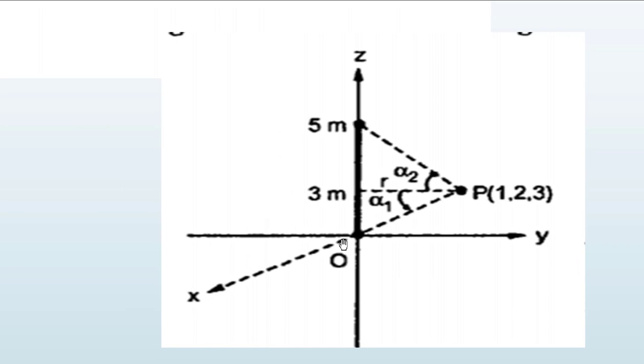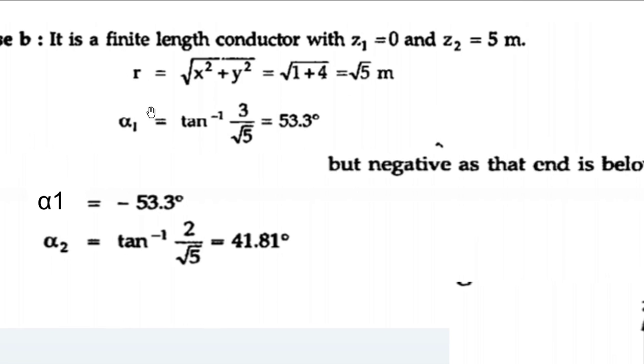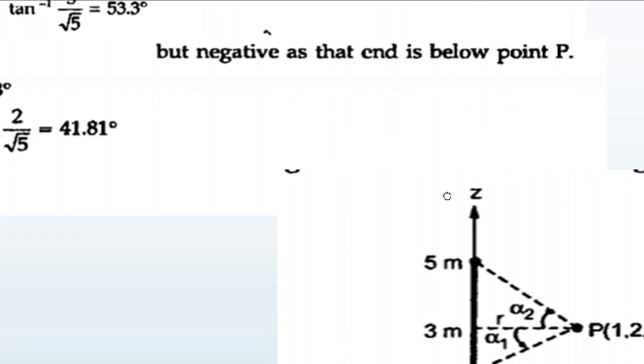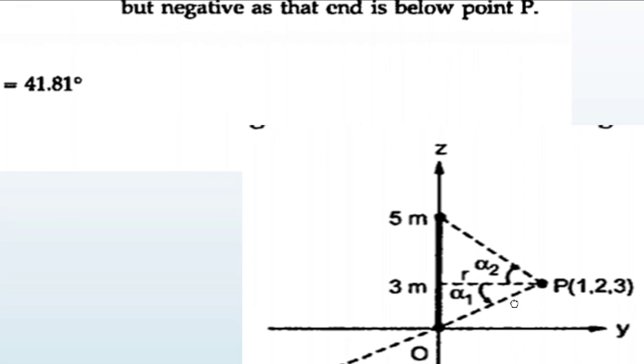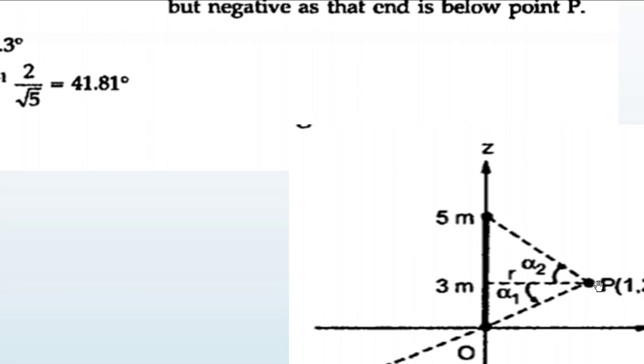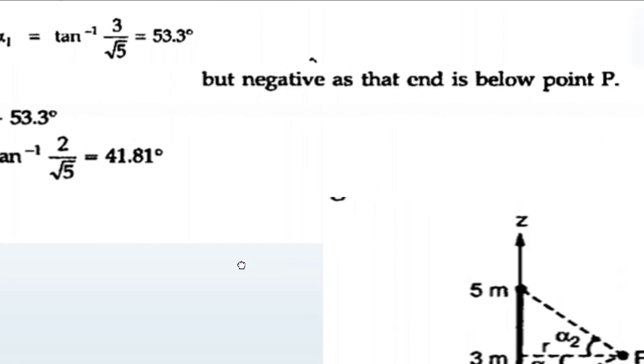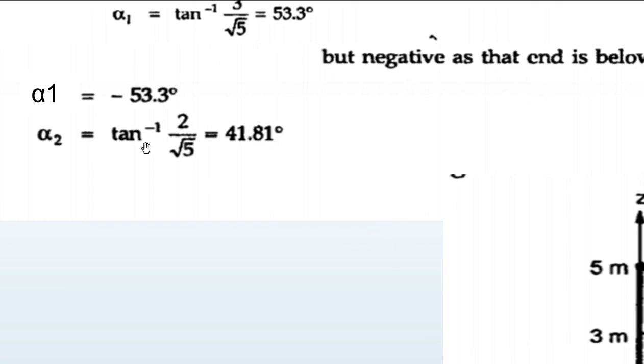And then here we can find out alpha 1 as tan inverse of 3 divided by square root of 5, that is equal to 53.3 degrees. So alpha 1 is considered negative in this case because the lower end is below point P, right? So alpha 1 will be considered negative because it is below point P.